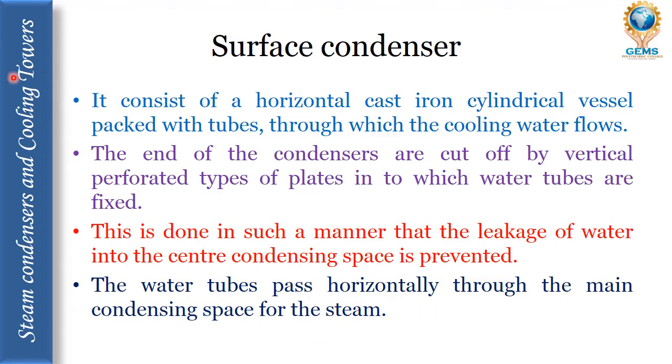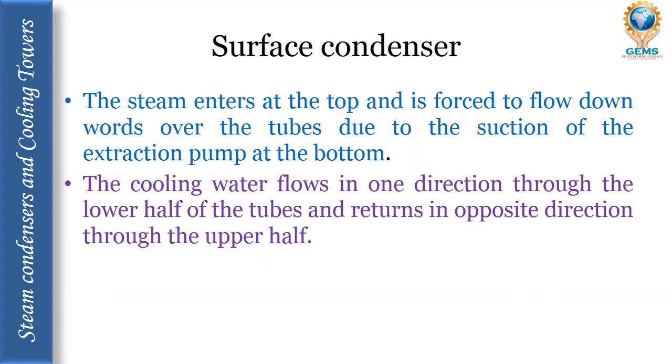The surface condenser consists of a horizontal cast iron cylindrical vessel packed with tubes through which the cooling water flows. The ends of the condenser are cut off by vertical perforated plates into which the water tubes are fixed. This is done in such a manner that leakage of water into the central condensing space is prevented. The water tubes pass horizontally through the main condensing space for the steam.